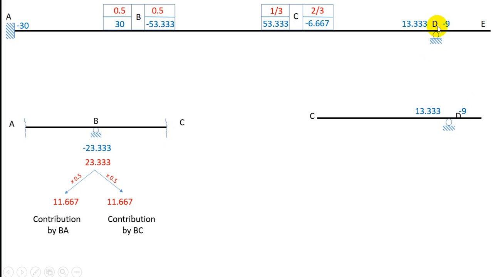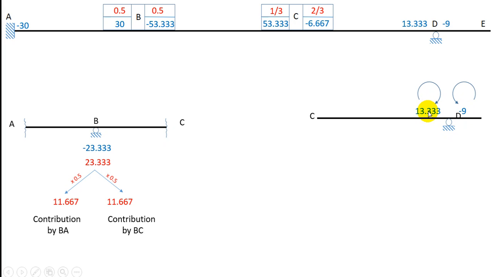Now I've drawn this joint D. As you can see here, the moment is 13.333 and minus 9. So joint D is basically unbalanced, since there are two moments adjacent to it which are not equal in magnitude, and are also of different nature. This is clockwise and this is anti-clockwise.